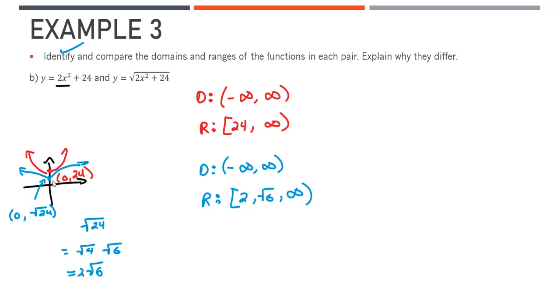We're square rooting each point. So our minimum still is in the same x location, but it's taking the square root of it. So that's why it's different. Now, the reason that the domains are the same is because there's no restrictions occurring on the graph. It doesn't ever cross the x-axis, so there is no negative heights.